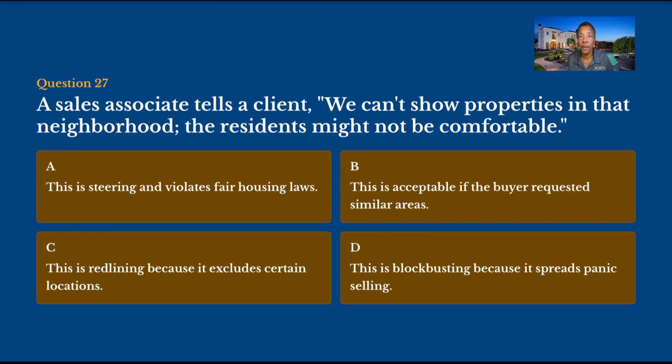Well, this is a classic example of A, steering. Steering is when an associate tells you we can go here, we should go here, or we can't go here. They're essentially telling you where you can be and where you can't be, right? That is classic steering. Redlining, don't forget, is always done by a bank. And blockbusting is more of when the agent goes in and says, hey, these people, these minorities from the protected classes are moving into the area. Maybe you should sell now.